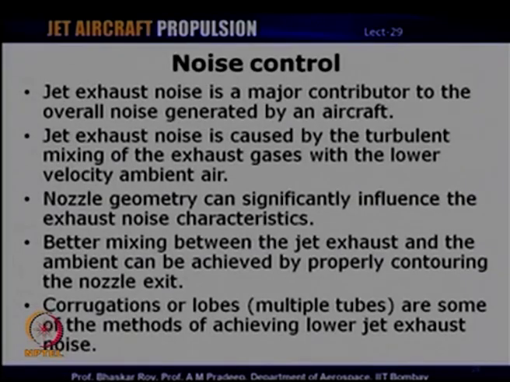Now, the last function of a nozzle that we are going to discuss is noise control. I mentioned that jet noise is a major contributor to the overall noise, and so nozzle geometry can significantly affect or alter the noise characteristics. This can be achieved by properly contouring the jet exhaust nozzles with corrugations or lobes and so on, so that the jet exhaust mixes effectively with the cold ambient flow. And so, better mixing between the jet exhaust and the ambient can substantially reduce noise.